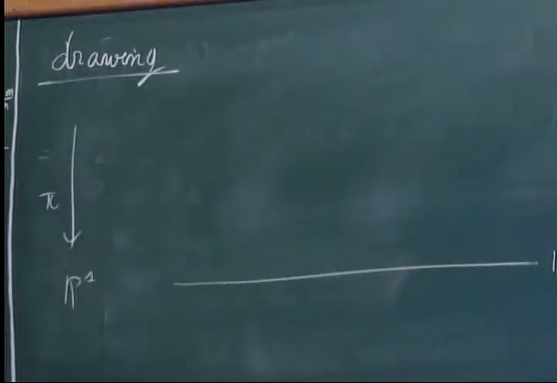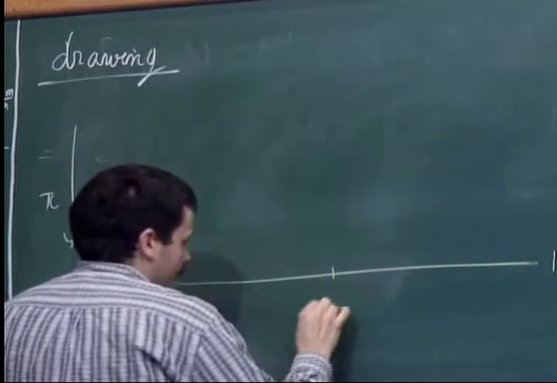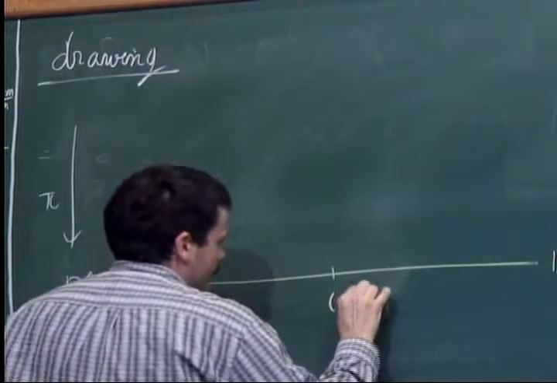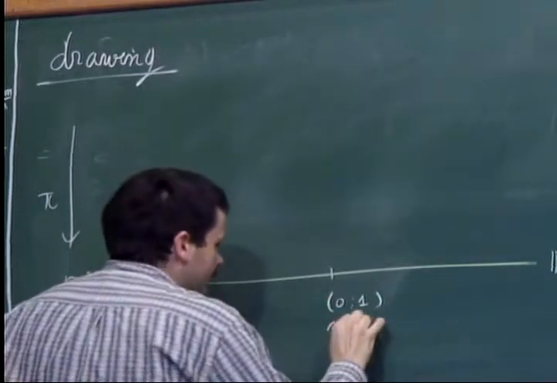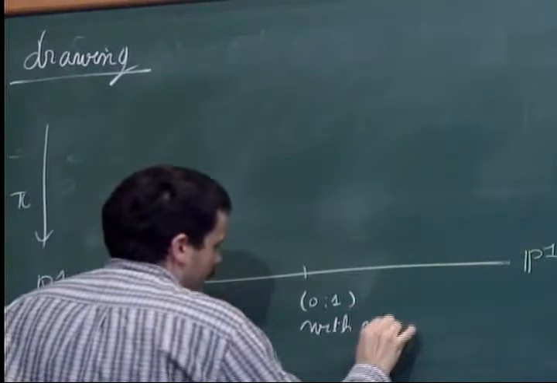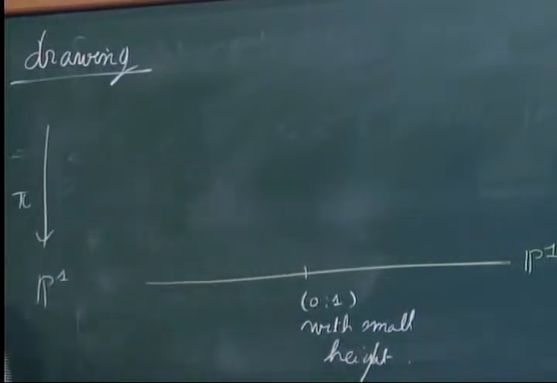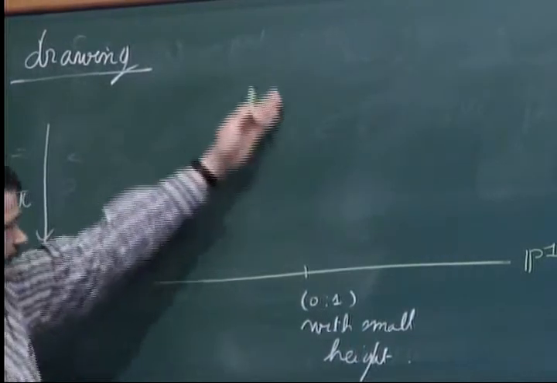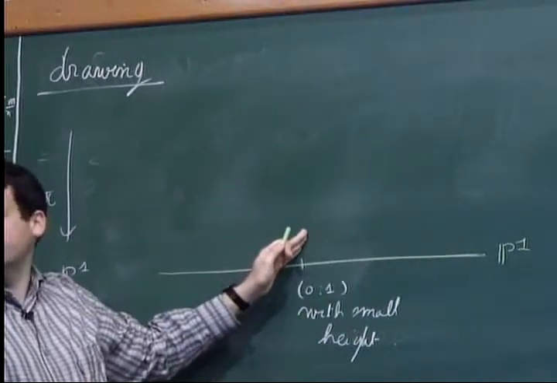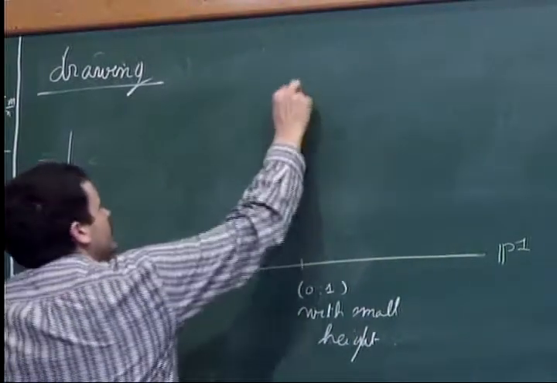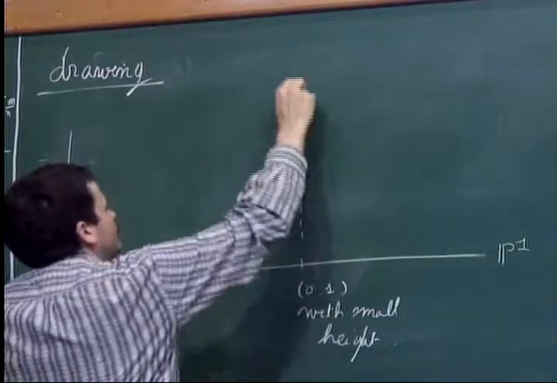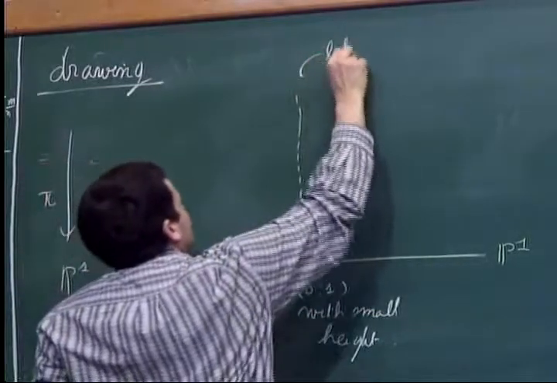So you see here I'm dividing by the height of P at some power. So if I take here a point P, let's say, for example, 0, 1, with small height, then this means, when you look at that, that in the fiber, there will be a lot of points. So here, you get a lot of points in the fibers.